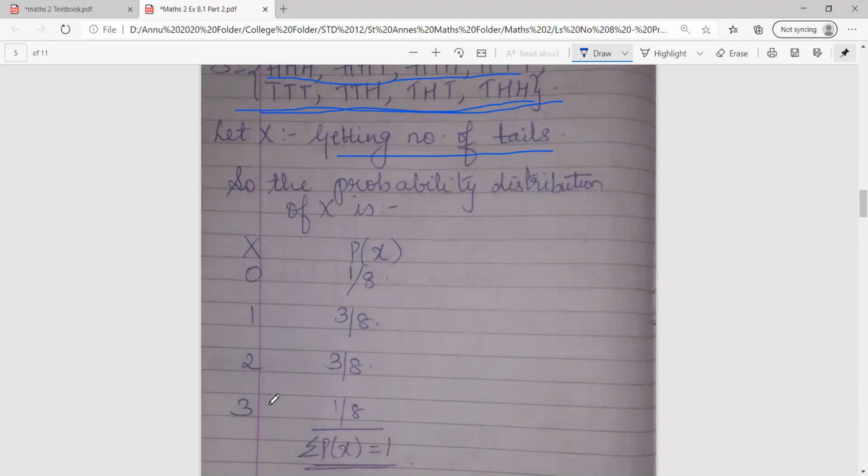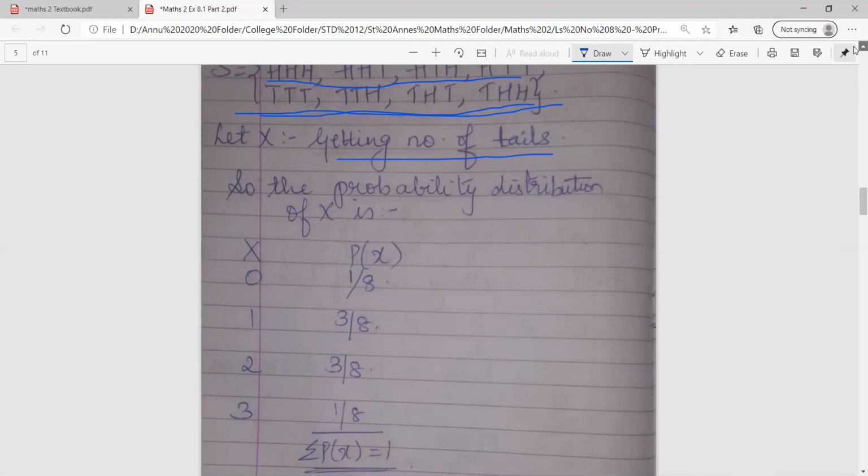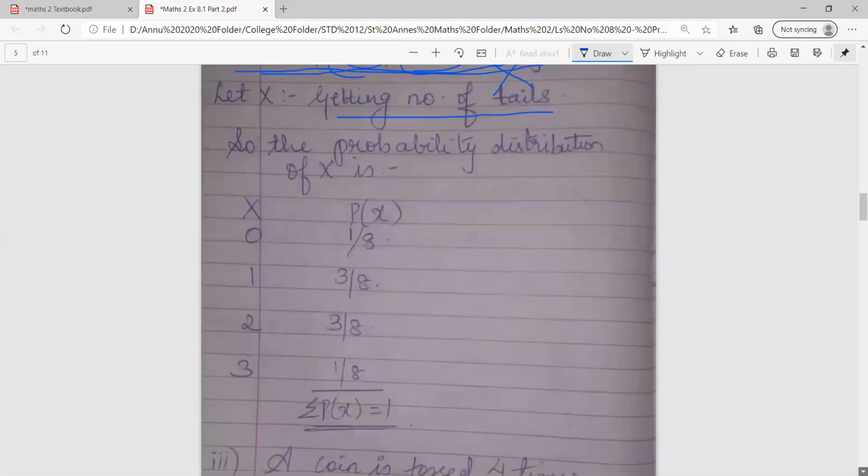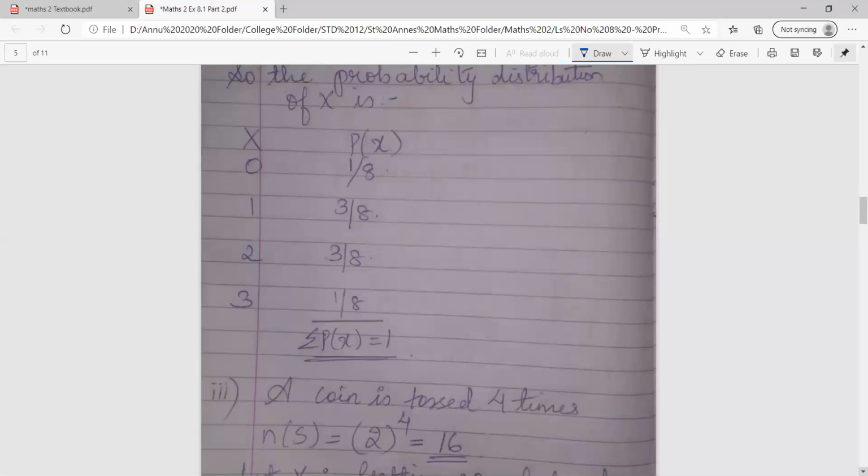Again the same logic. Sample space is 8 over here. So getting 0 tails, meaning not even once did a tail come, you have only one possibility, HHH. So 1 by 8. Getting one tail, you have 3 possibilities: 1, 2 and 3. Similarly, getting 2 tails, you have 3 possibilities: 1, 2 and 3. And the last one, getting all 3 as tails, you have only one possibility. So 1 by 8. Again, if you add all the values of the column, you're getting it to be 1.